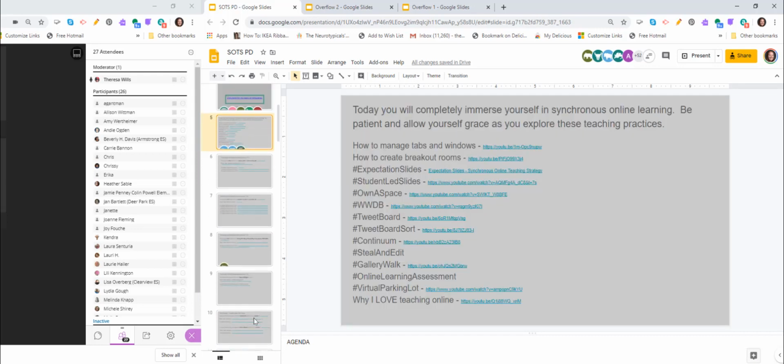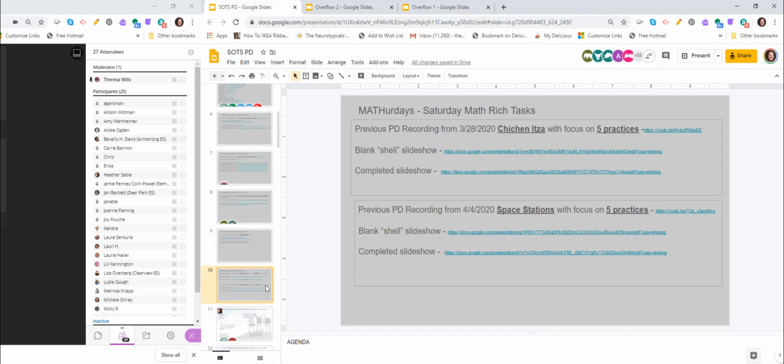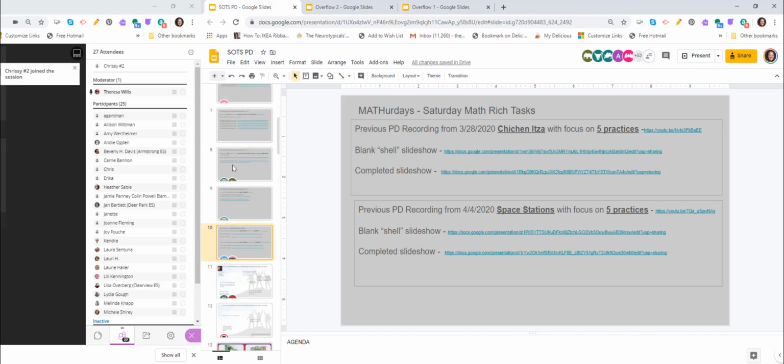Slides 5 through 10, everything that I refer to as the gray slides, is like the history: any sessions that I've taught previously, part 1, part 2, part 3. You'll see on slide 10 is the MATHurdays, so another of these recordings will be there, and you'll always have access to them.